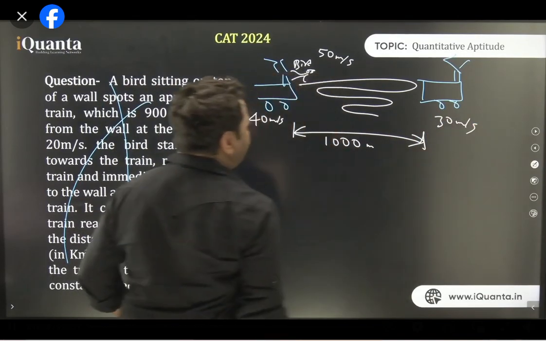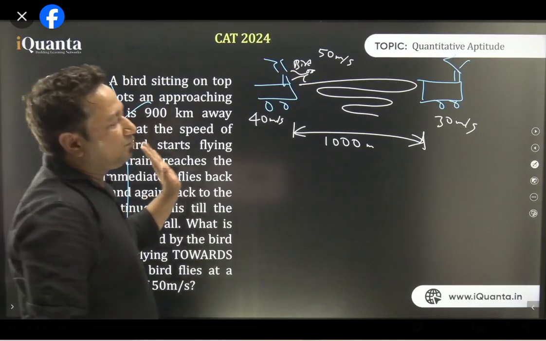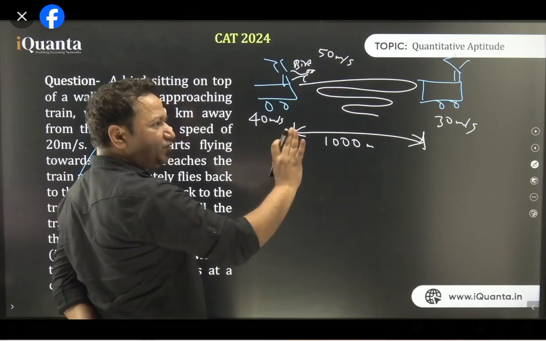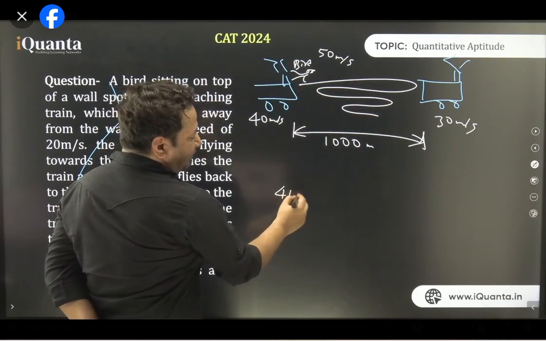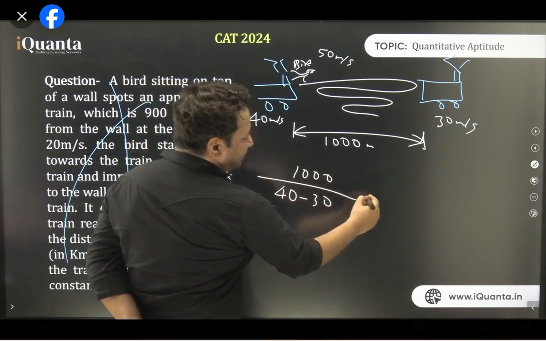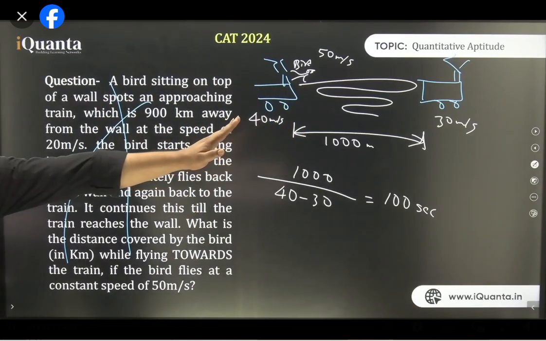So I said, how much has the bird flown in totality? Yuvraj will come to that also. How much has the bird moved in totality? Okay. So the bird has moved for the time which the faster train took to overtake the slower train. Same direction, relative speed will be subtracted. Distance 1000 given to us. That means the faster train must have taken 100 seconds to overtake the slower train.